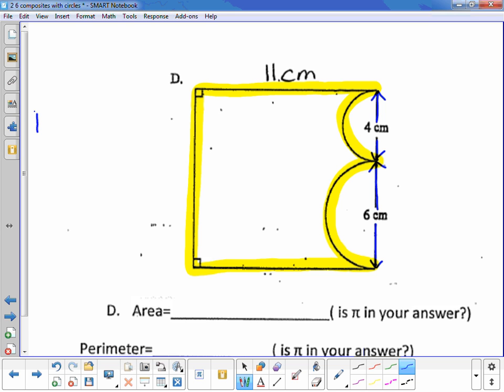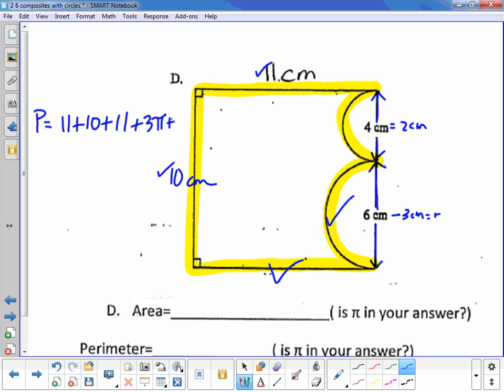So when I'm writing out my expression or equation, I would say 11 plus this side right here is 10 centimeters because over here it added up to 10. So 11 plus 10 plus another 11 down here plus, we discussed in class today that half of a circumference, the equation is pi r. So the radius here would be 3 centimeters and the radius here would be 2 centimeters. So pi r here would be 3 pi plus pi r here would be 2 pi. And now I have them all checked off so they're all included in my perimeter.